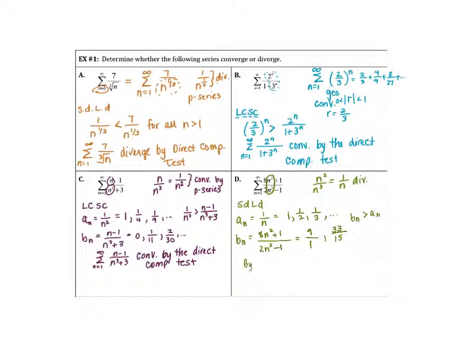So by the direct comparison test, the sum n equals 1 to infinity of (8n squared plus 1) over (2n cubed minus 1) diverges.